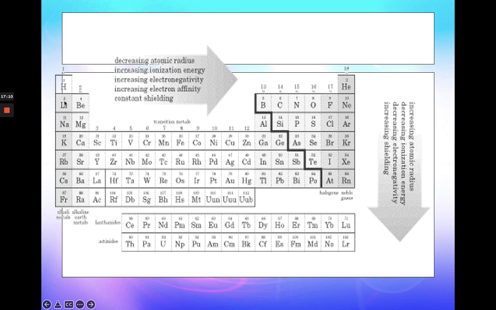Its valence electrons are being added to the second energy level. The third period, all from sodium to argon, we're always adding to the third energy level, so we always have two energy levels that are full between us and the nucleus. That's why the shielding effect stays constant across. As we go down, though, we keep adding energy levels, so it increases.